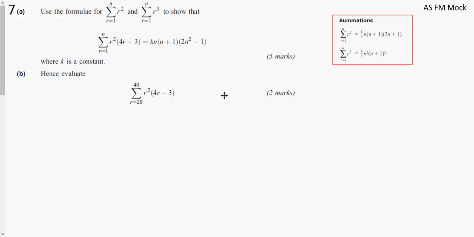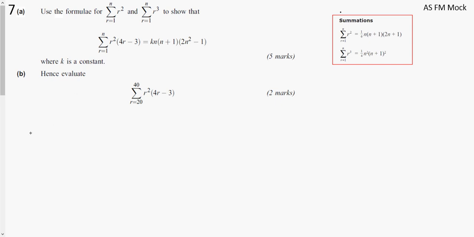So, summations question. Here it's telling us to use these formulae to show this. Some people get confused with proof by induction, but it doesn't say that anywhere. We're just going to use the formulae. Now these are from your formula book.